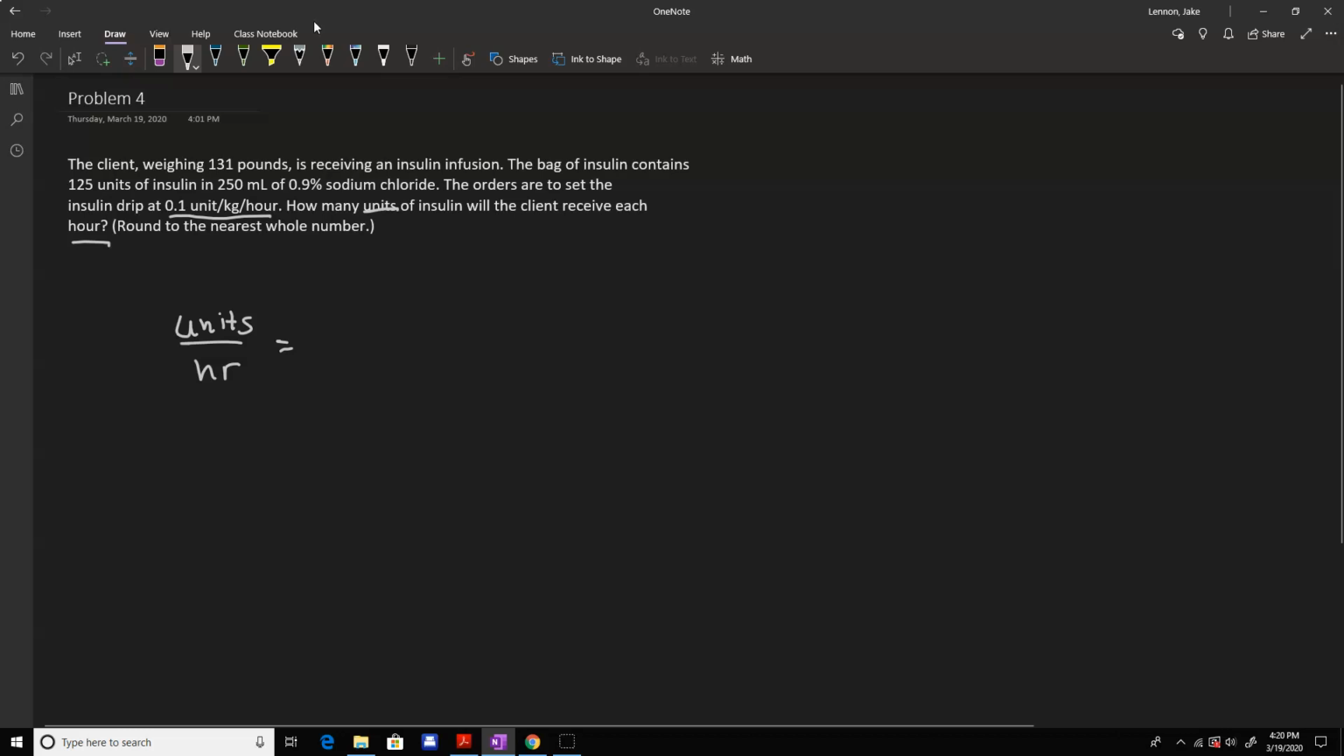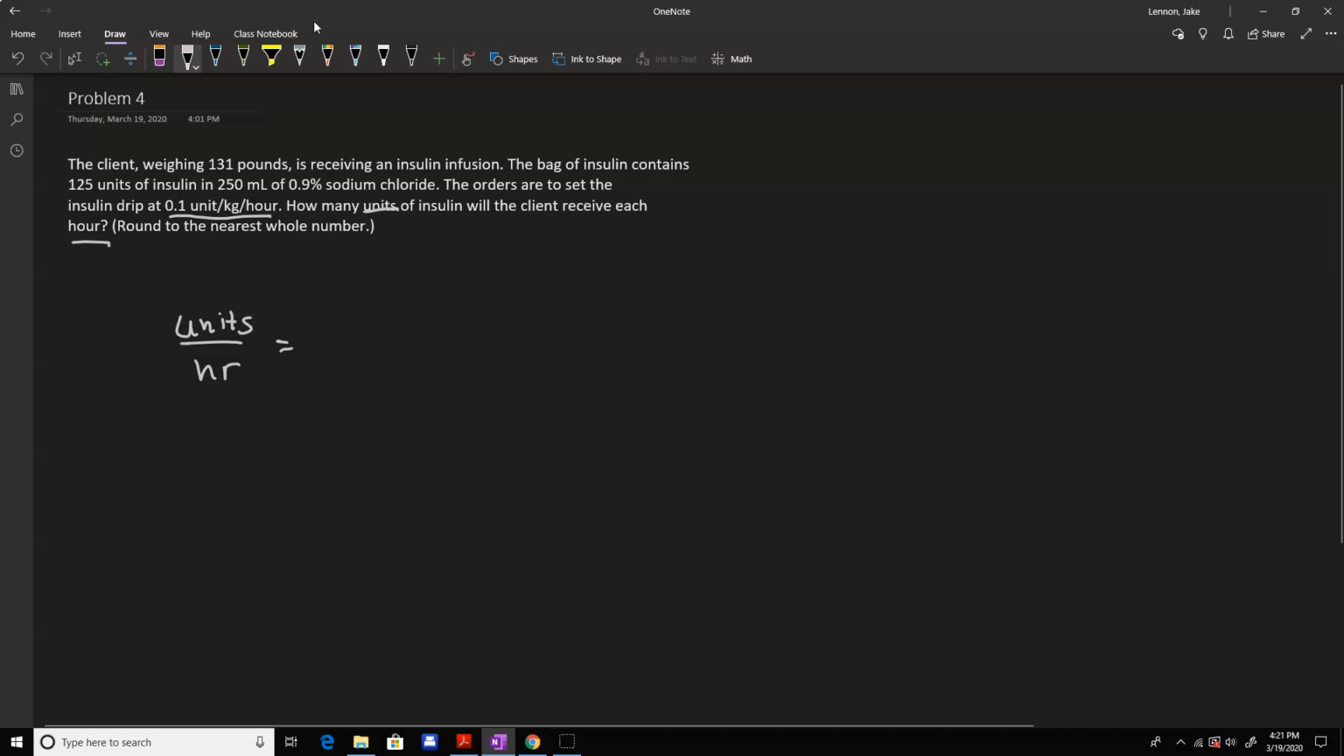What's my rule of thumb for knowing which one to pick? Well, I want to use this one, this 0.1 units per kilogram per hour, because the units I'm trying to finish with are units per hour. So this 0.1 matches 2 out of the 3 things. The other one only matches units, 125 units over the 250 ml, but the 0.1 has both units and hours, so I'm going to use that one.